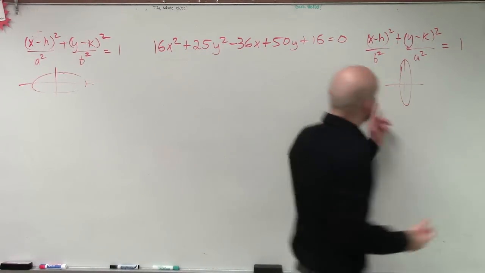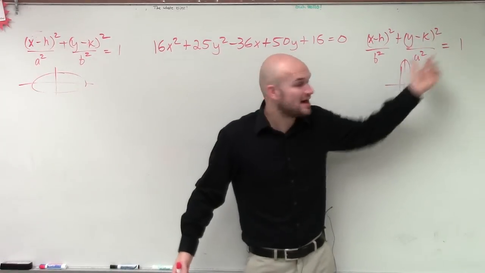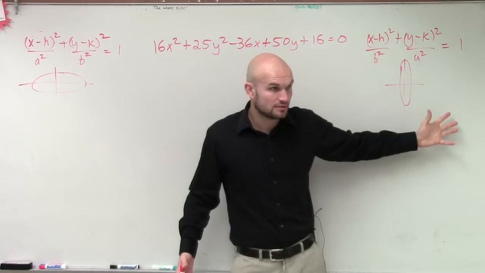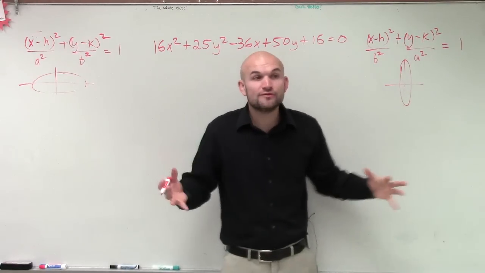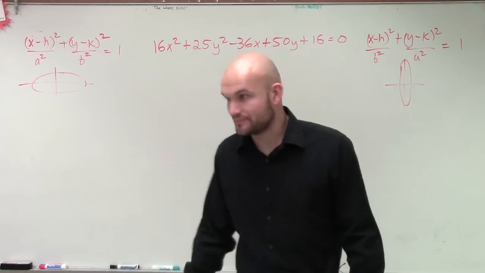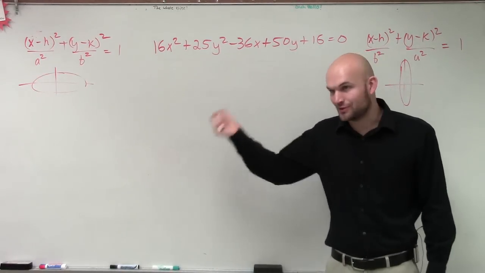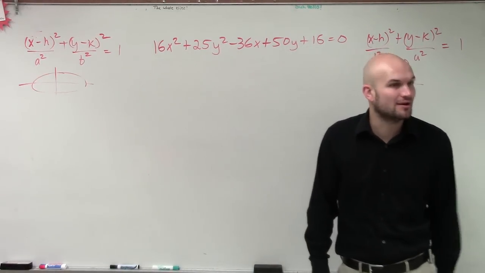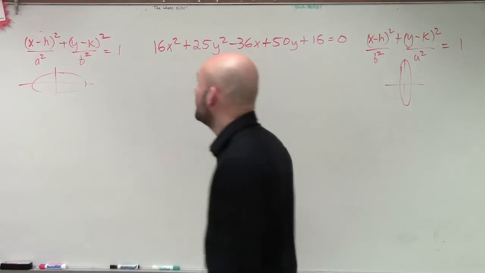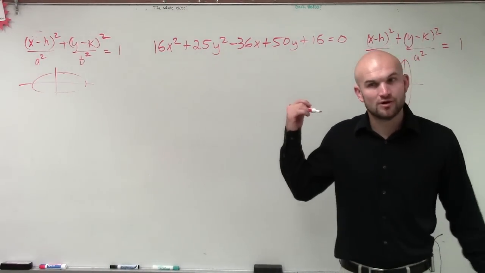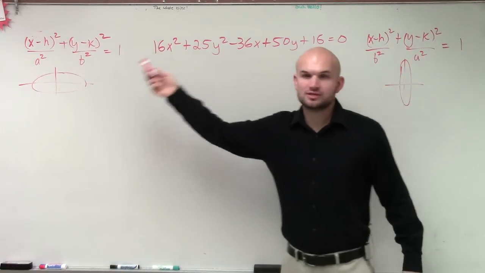If your a is under the y, that tells you you're now dealing with a vertical ellipse, right? Yes? So there's only two different ways. Now, here's our problem. Does this look anything like one of those two equations? No, not at all, right? So we're going to have to find a way to rewrite this formula so it looks like one of those.